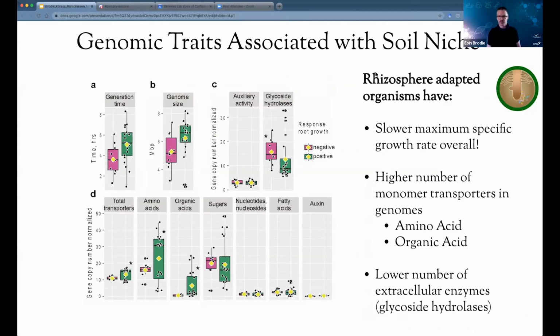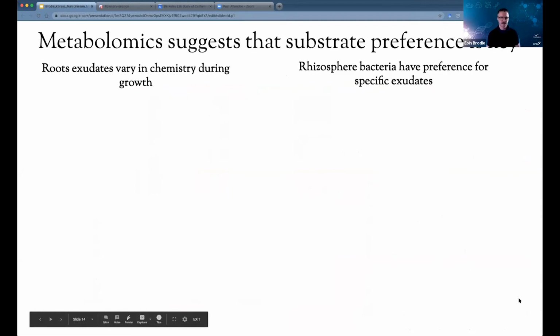And what she found was that the rhizosphere adapted organisms, against our expectation, seemed to have a slower maximum specific growth rate overall, but they had a higher number of monomer transporters in the genomes, particularly for amino acids and organic acids, and they had a lower number of extracellular enzymes. So very similar to the guilds that Ulas described previously from the whole soil genome data set.